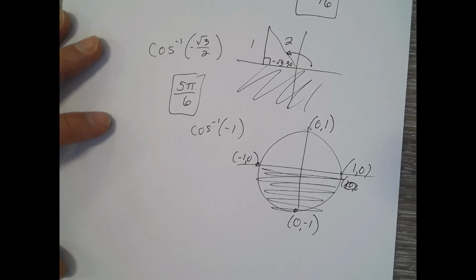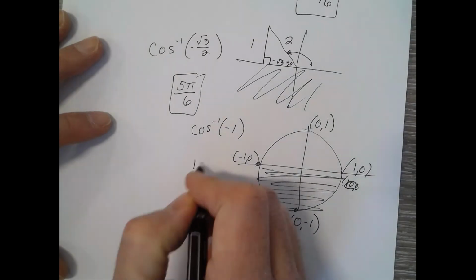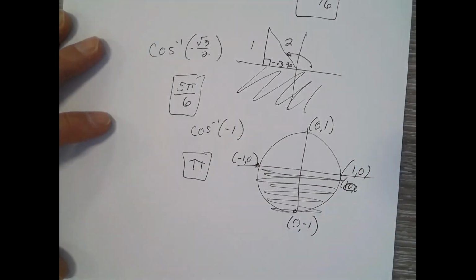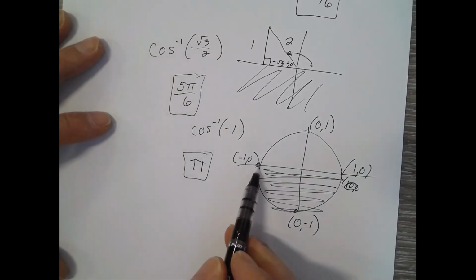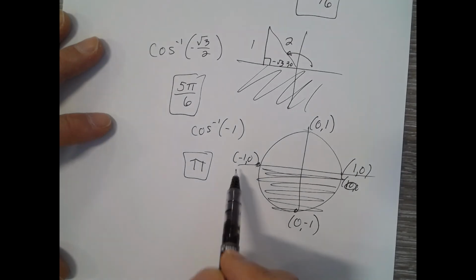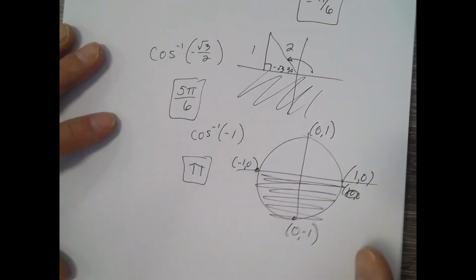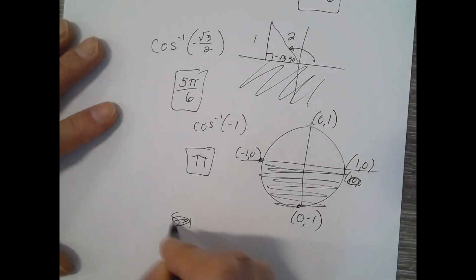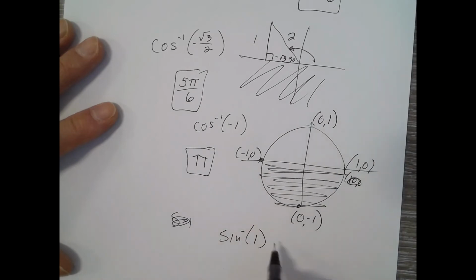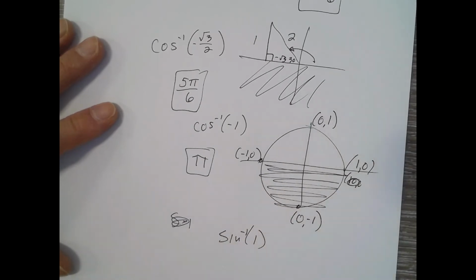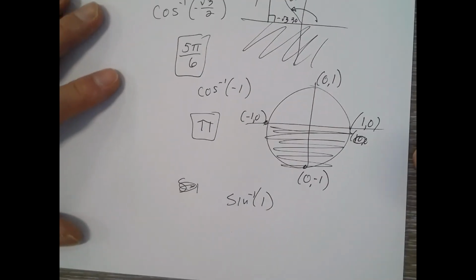$180. Good. So our answer is what? Pi. And what is pi? Because right there, that's where the cosine is negative 1. All right, as long as I have this, what's the inverse sine of 1? What angle has a sine of 1? Pi over 2, very good.